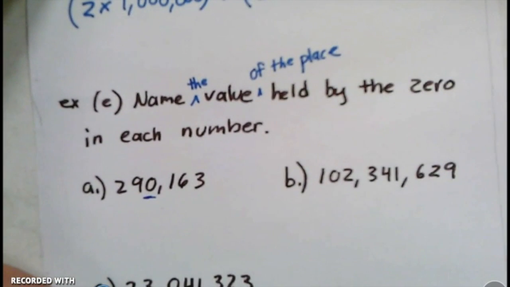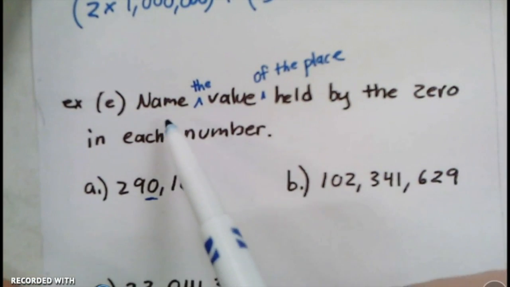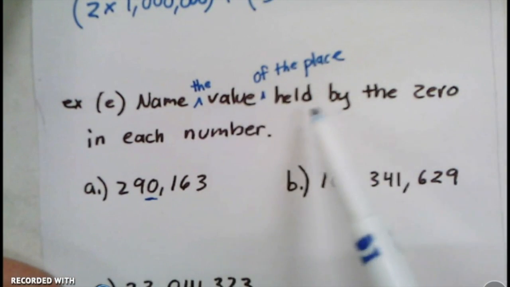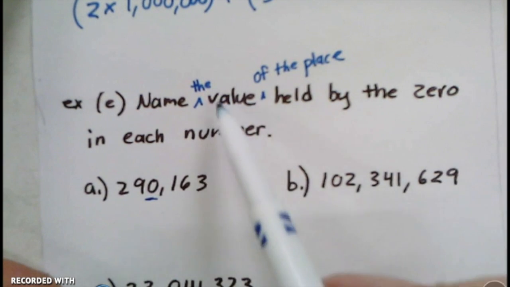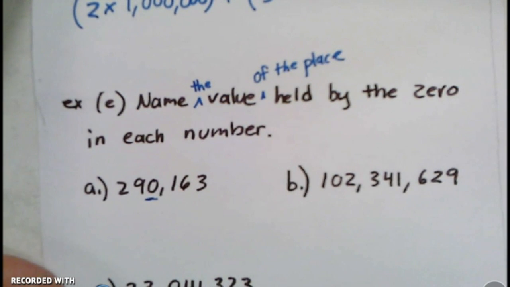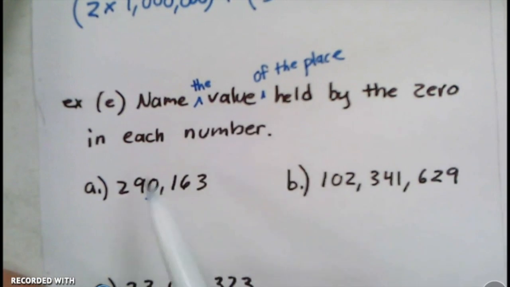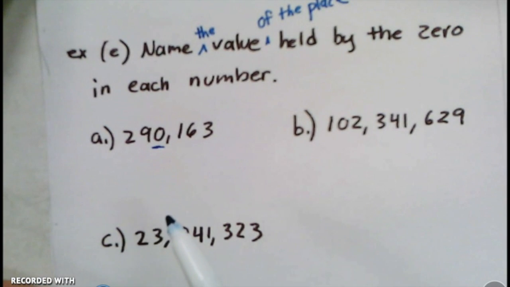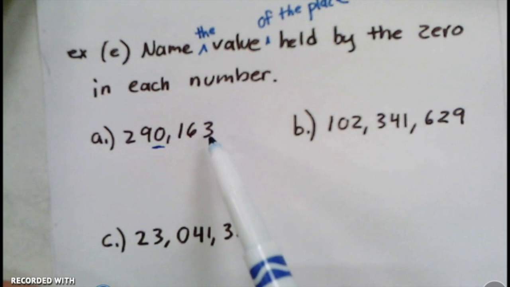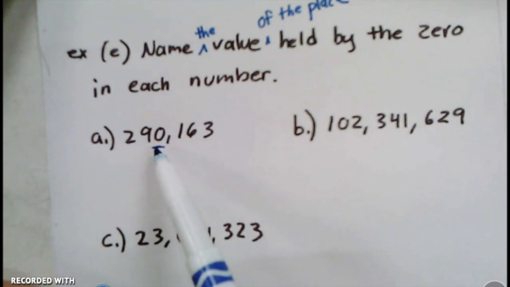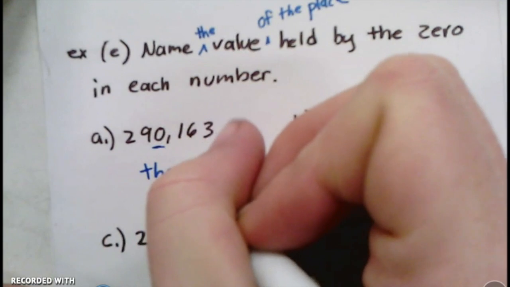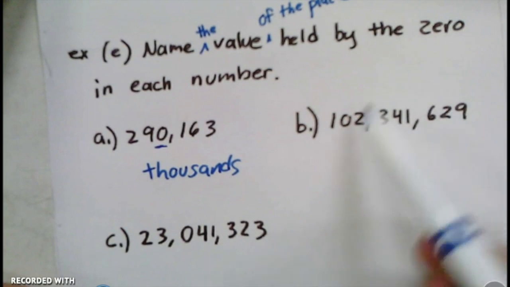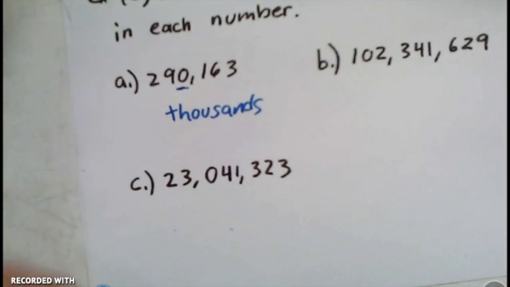All right, and for our last type of example, example E, it's going to say, the wording was messed up on your sheet. Name the value of the place held by the 0 in each number. Because you can't name the value of a 0 because it's 0. So name the value of the place held by the 0 in each number. So in this example, we have 290,163. My 0 is in the ones, tens, hundreds, thousands place. So my answer would be thousands. So go ahead and figure out where the 0 is in this one, and name the place value of it.